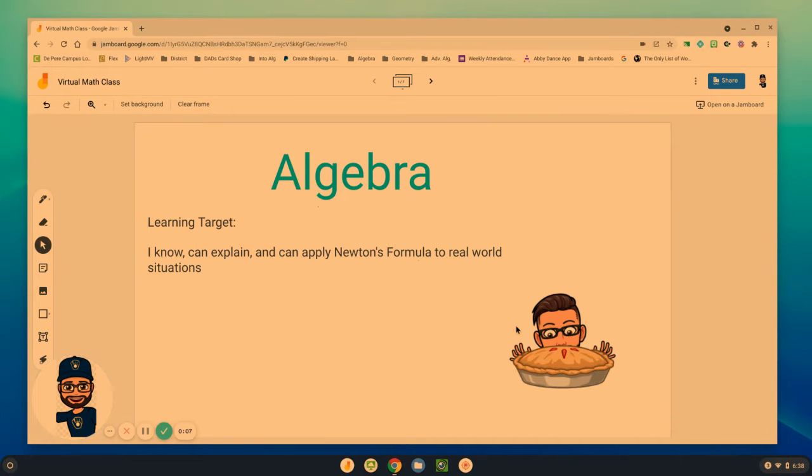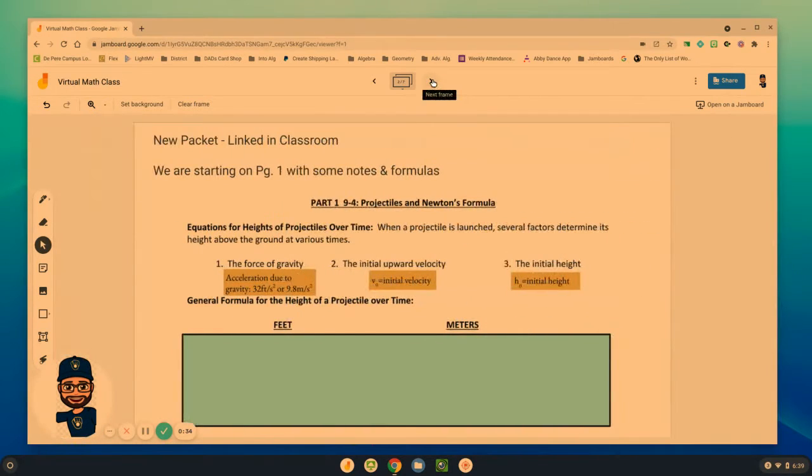Today we're going to understand, explain, and apply what is called Newton's formula to real-world situations. Yesterday, you explored inside of Desmos what some of those applications of real-world situations might be. An object falling from a building, a cannon shooting a cannonball, things like that. And so we've got to understand this first part known as Newton's formula.